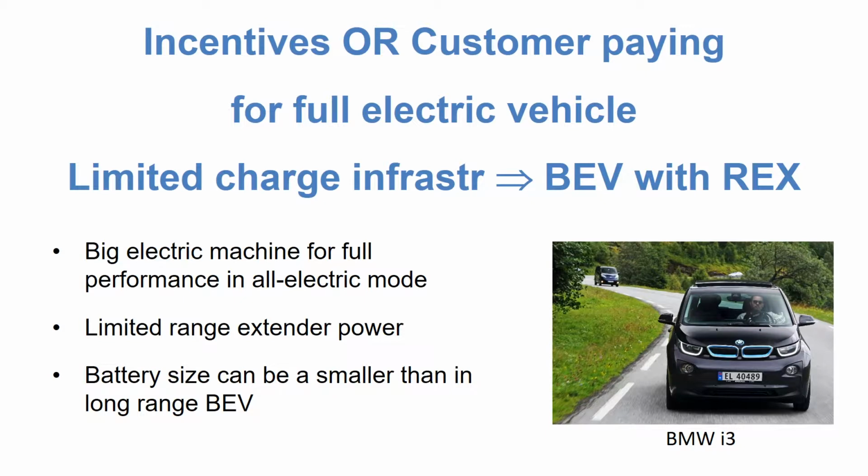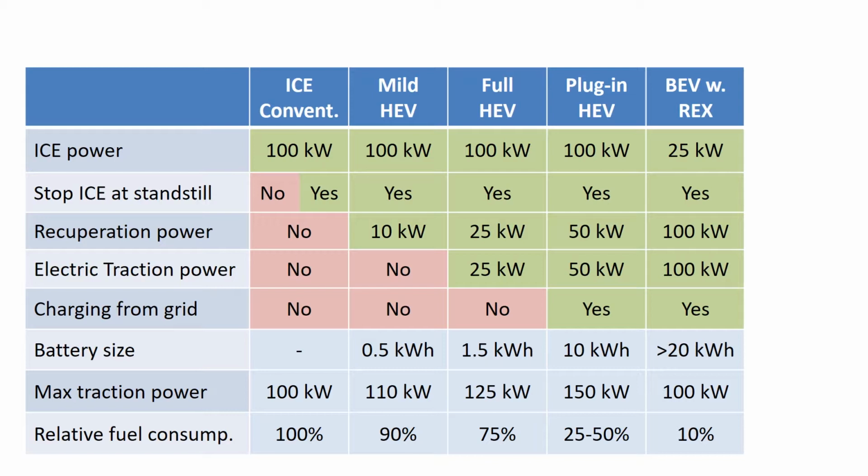Compared to a battery electric vehicle without range extender, the battery can be made a little smaller, both to make room for the range extender and to compensate for the added cost of the range extender. The range extender power is only in the order of 25 kilowatt, which is sufficient to allow for long-range highway driving.